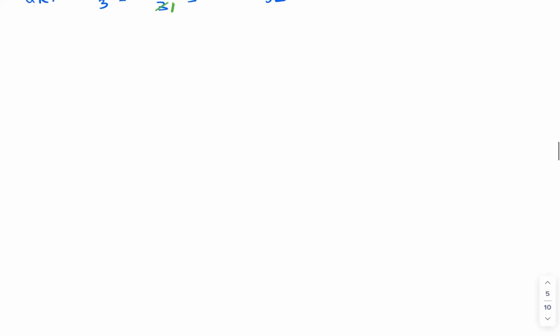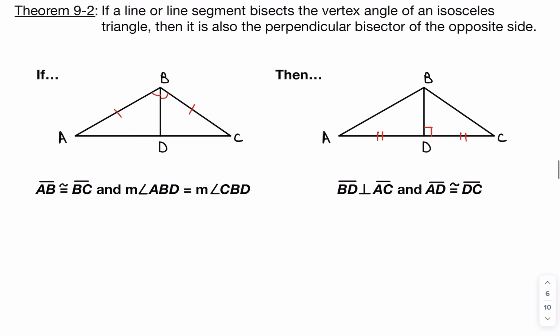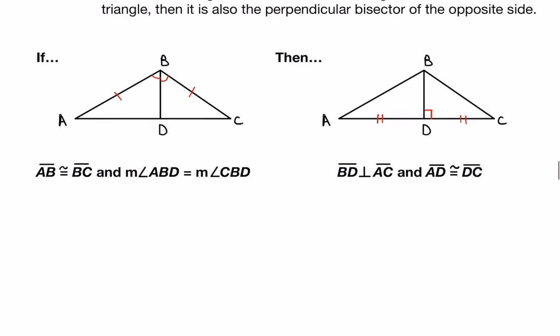Let's move on to the next theorem, and that is: if a line or line segment bisects the vertex angle of an isosceles triangle. Here's an isosceles triangle. This side is equal to this side, and we have a line segment that bisects, that cuts this angle exactly in half. When it does, this also becomes a perpendicular bisector of the opposite side, meaning that this angle is going to be a right angle. Let's take a look at the next example.